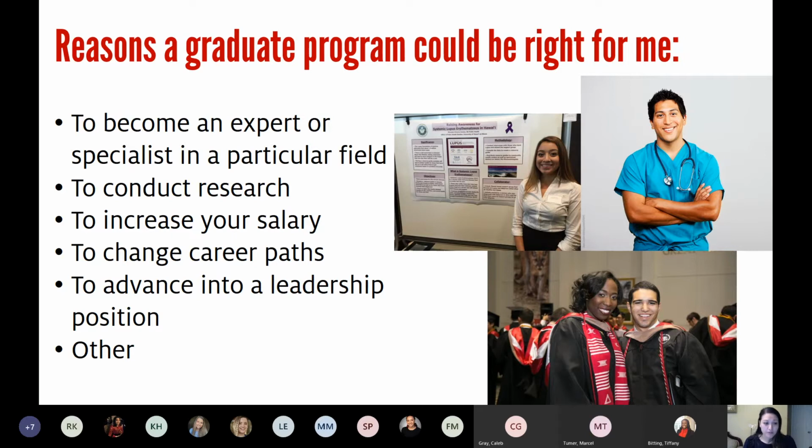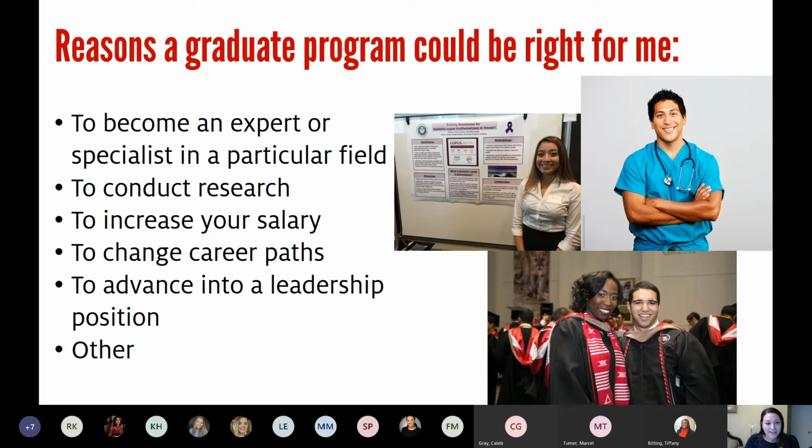Maybe some of you choose to pursue a grad program because you want to conduct research, or you want to increase your salary, like a few of you mentioned. I noticed that a few of you said, because I want to advance into a leadership position or into the next stage of my career. Some people choose an advanced degree because they are ready to change career paths. Or it could be a number of other reasons. Some people may even want to pursue a graduate degree for that accomplishment, for that inner motivation, right? These are just a few of the reasons why a graduate degree could be relevant to you.